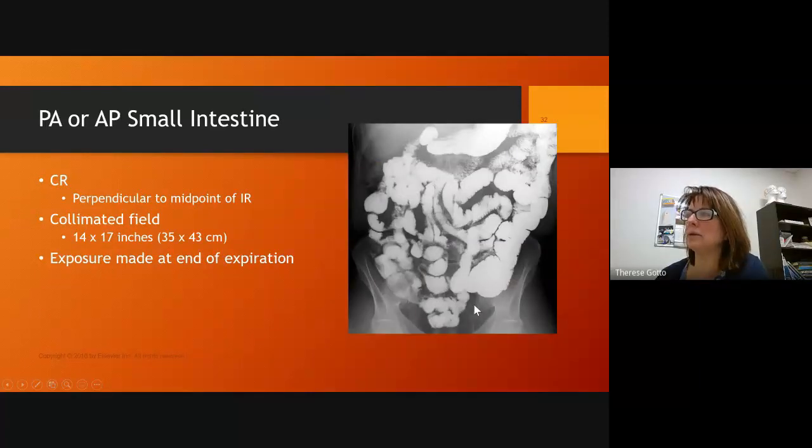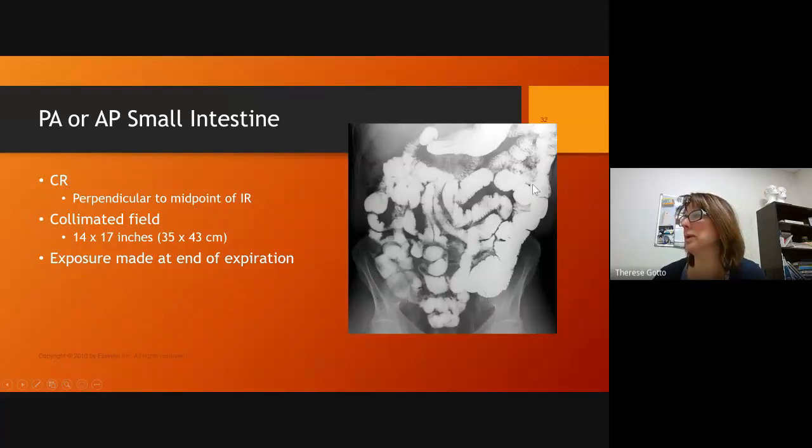No angle on your central ray, it's perpendicular. We're using a 14/17. All of these exposures are going to be made at the end of expiration, just like for the upper digestive systems. And remember, you're going to mark with time. That is the whole point of this study. So mark your timed images. And if you're starting with prone, because that's your site preference, you're going to do all of your images prone.